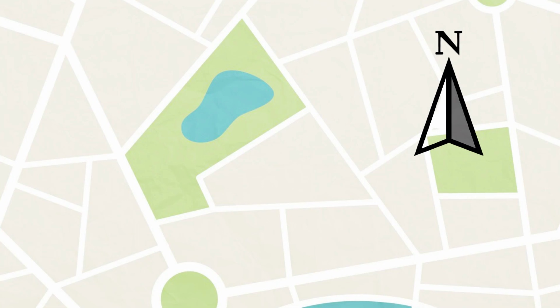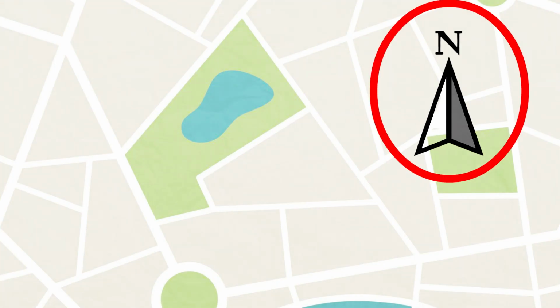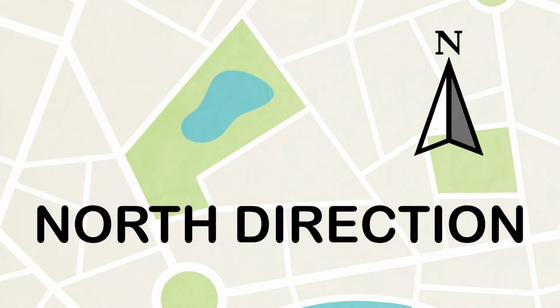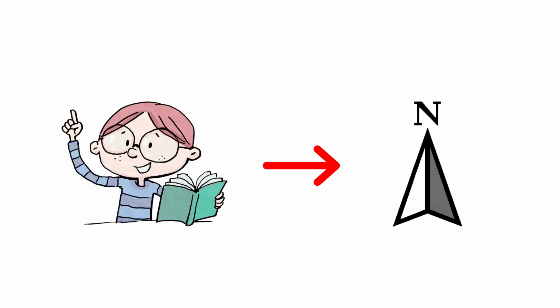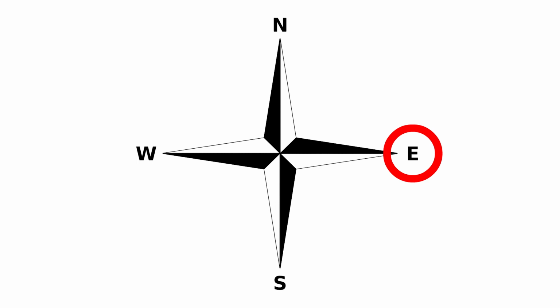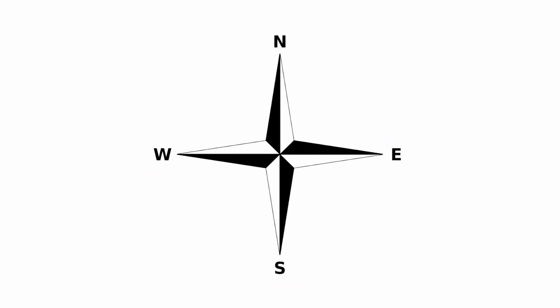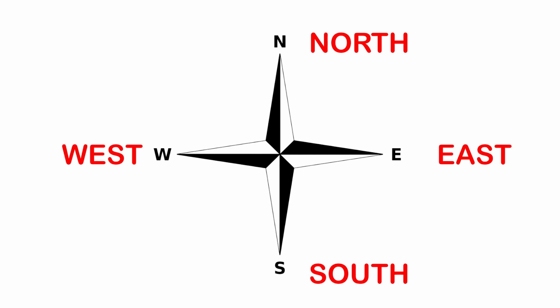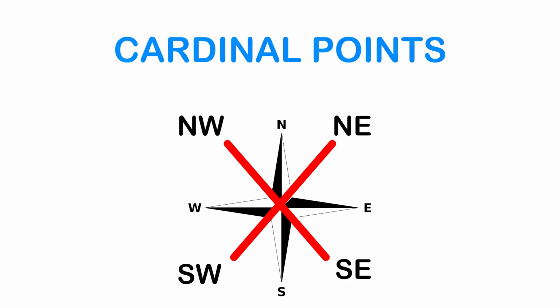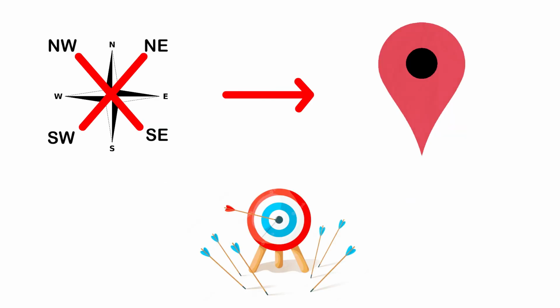Direction. Most maps contain an arrow marked with the letter N at the upper right hand corner. This arrow shows the north direction. It is called the north line. When you know the north, you can find out other directions, for example east, west and south. There are four major directions: north, south, east and west. They are called cardinal points. Other four intermediate directions are northeast, southeast, southwest and northwest. We can locate any place more accurately with the help of these intermediate directions.